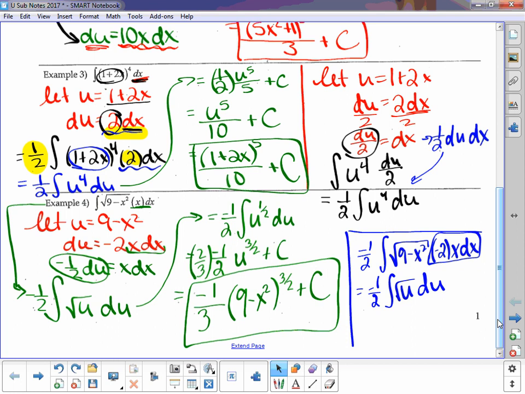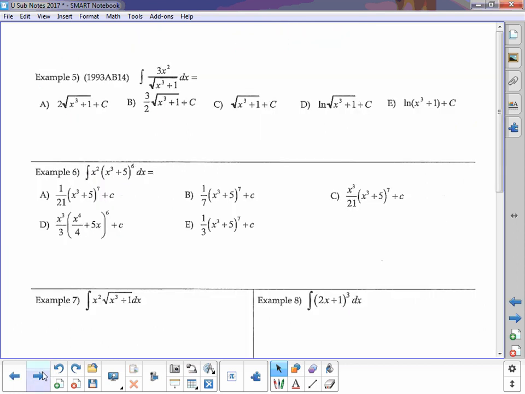Okay. Let's go ahead and take a look at an example. I want you guys to try 5 and 6. Multiple choice. Number 5 was from the 1993 AP exam. So I'm going to let you try 5 and 6 here, and see how you do with that.